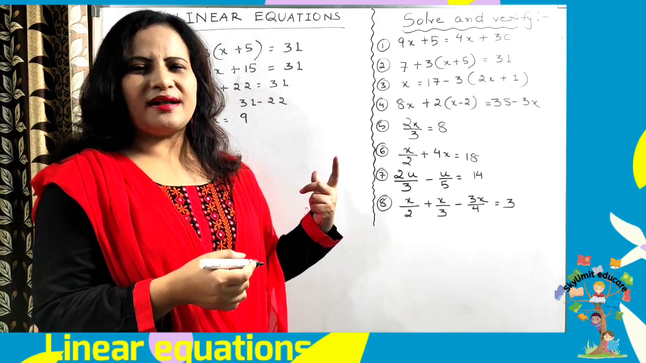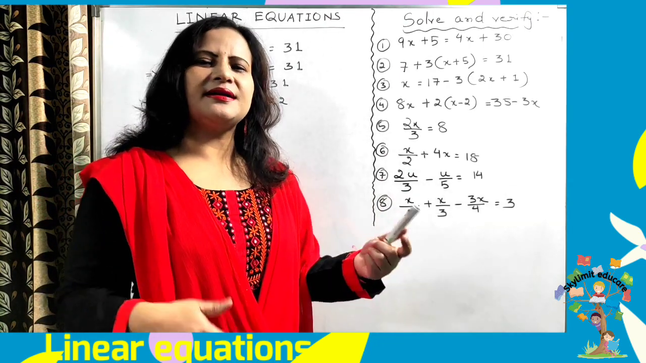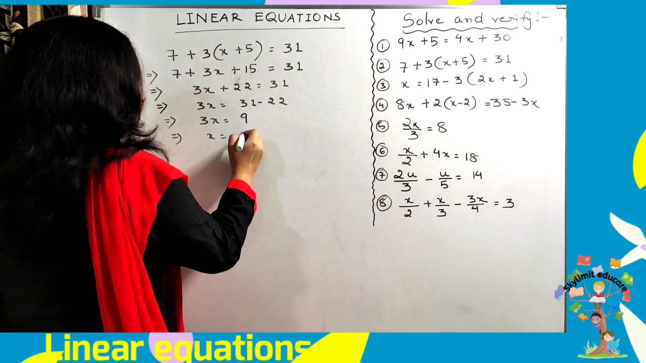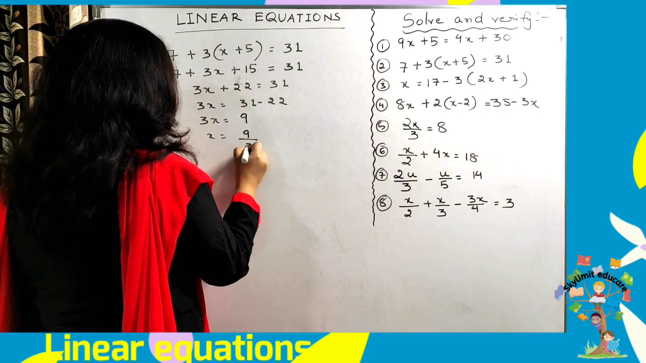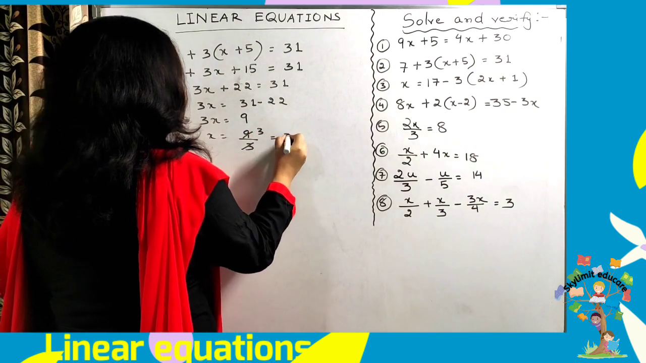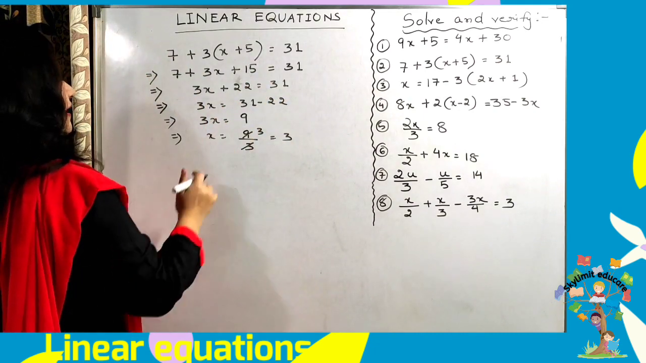Otherwise 3 is multiplied to x here. So when it goes to the right hand side, it is divided by the quantity present on the right hand side. So you get here x is equal to 3. So now let's start verifying it.